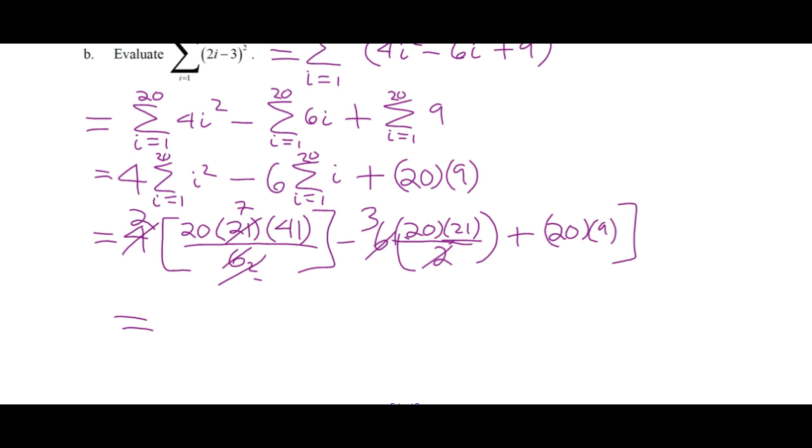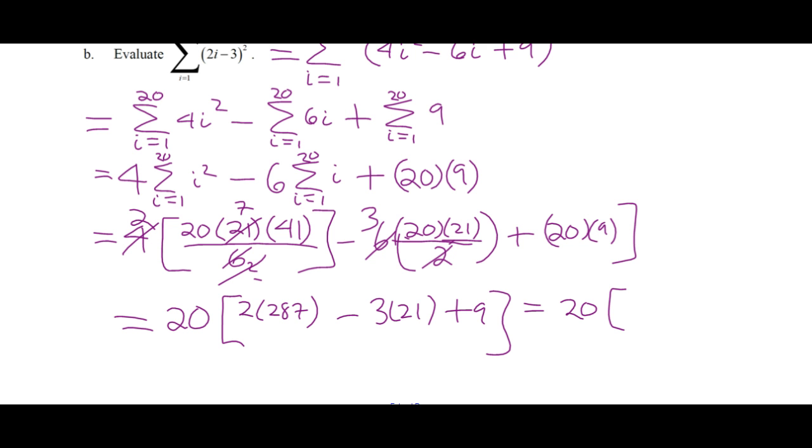Okay, so now what have we got? We have a common factor of 20. We've got 2 times 287 minus 3 times 21 plus 9. Okay, so we can work this out, right?